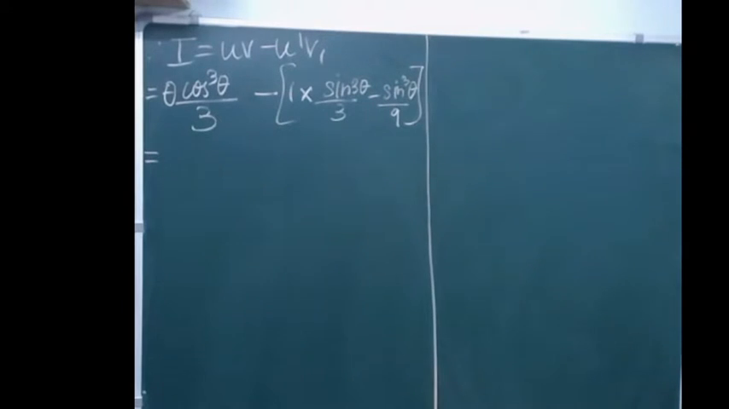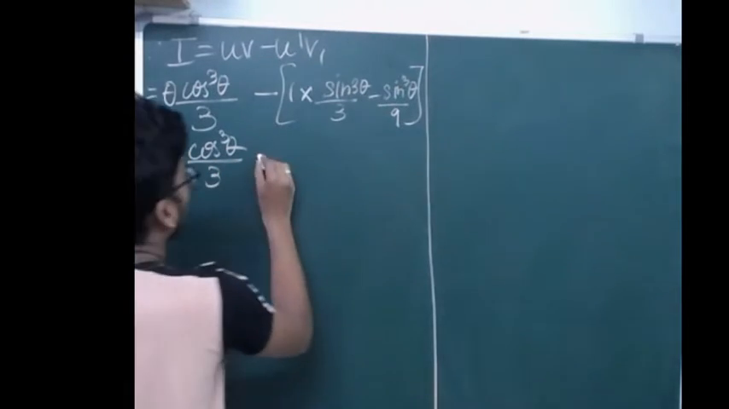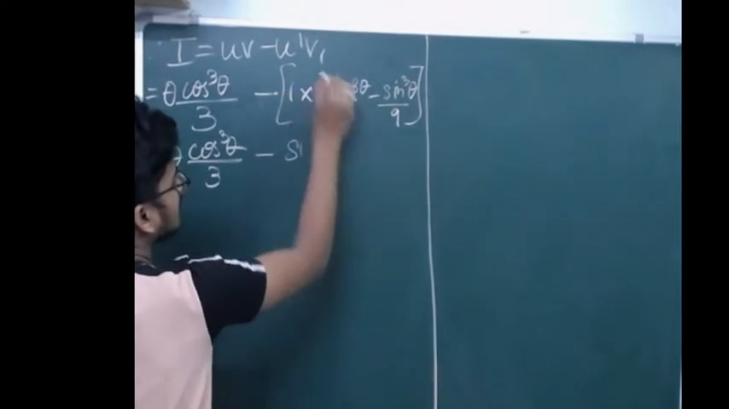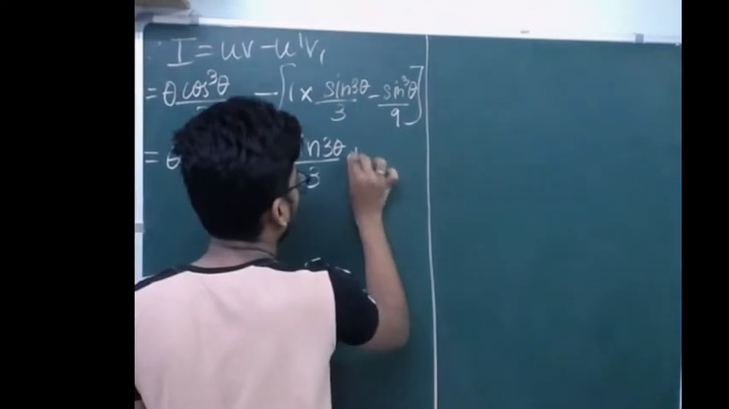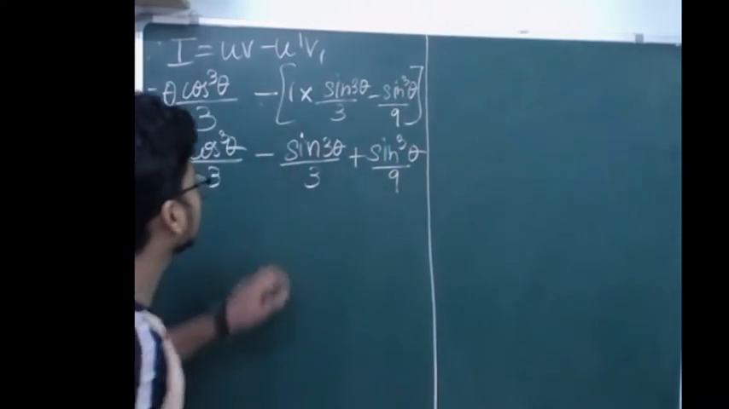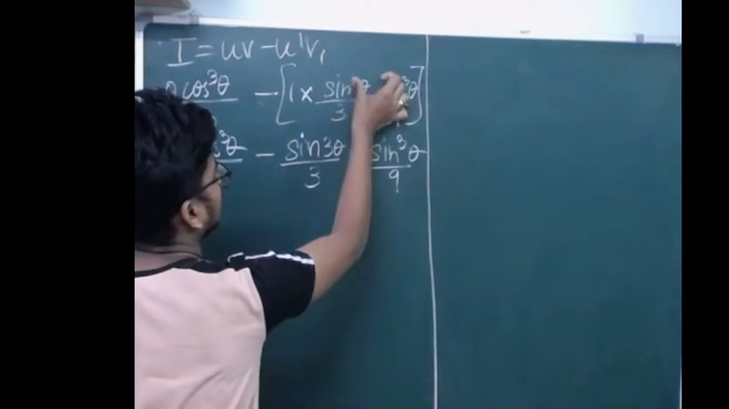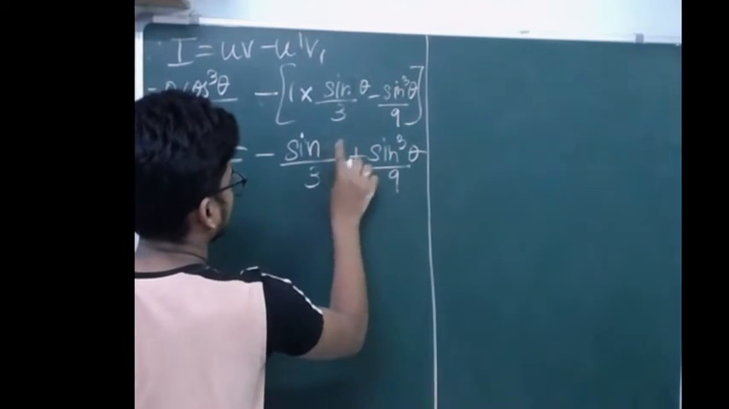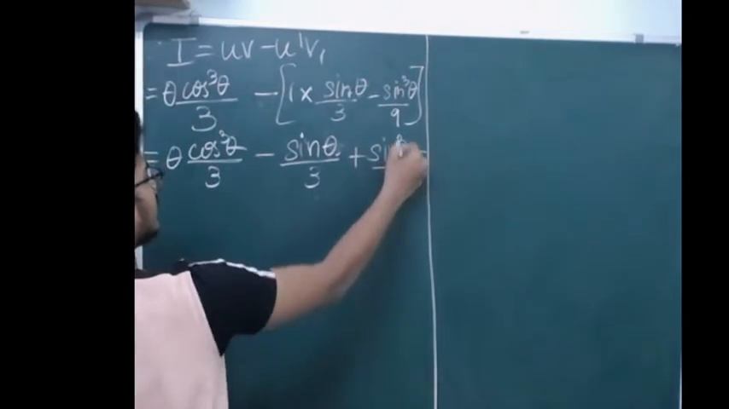First integral constant overall. So theta into cos cube theta divided by 3, minus sin, bringing the minus inside, so it becomes minus sin theta by 3 plus sin cube theta by 9. Is it sin theta or sin 3 theta? It's just sin theta, not sin 3 theta. So sin theta by 3 plus sin cube theta by 9.